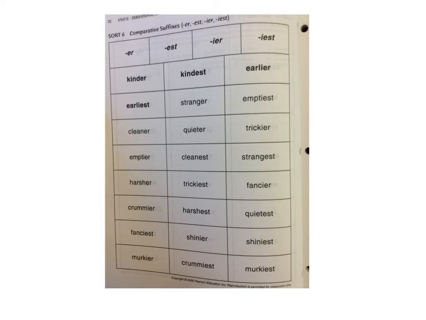So in this sort, we're looking at comparative suffixes. Specifically, you're looking at ER and EST. If you look at all these words, they all end in ER or EST. So you have kinder and kindest, and those are comparing words. What do they compare? ER is for exactly two, and EST is when you're dealing with something that is greater than two.